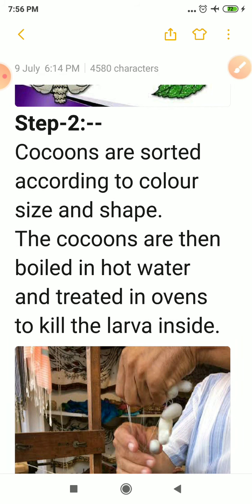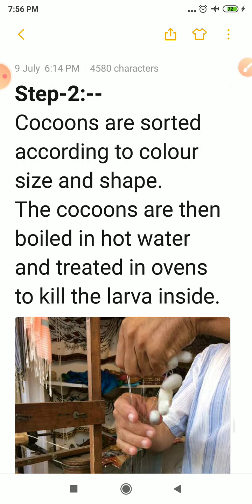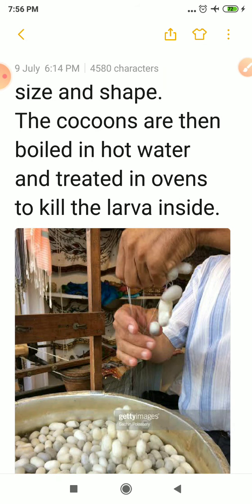now comes the second step. Step 2. These cocoons are sorted according to color, shape, and size, and then comes the harder part. These cocoons are boiled in hot water and treated in ovens to kill the larva inside. That is why I told you that this is the hard part, because without killing the larva or caterpillar, we cannot obtain the silk fiber.